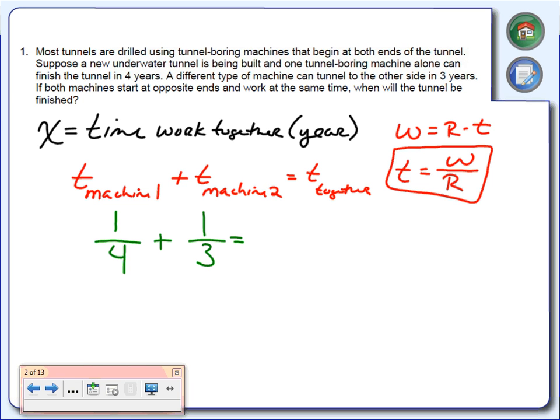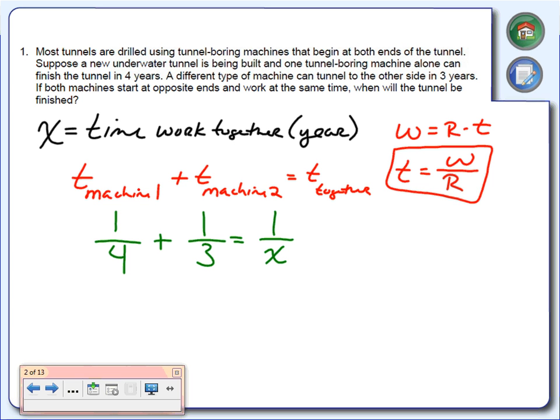So again, we're still digging this 1 tunnel. That's the work, 1 tunnel, over the rate. Now the problem here is we don't know what that rate is. As a matter of fact, we're calling it X. So X is representing how much time it takes to dig this tunnel working together. All right, so this is our equation. What we need to do is solve for X.